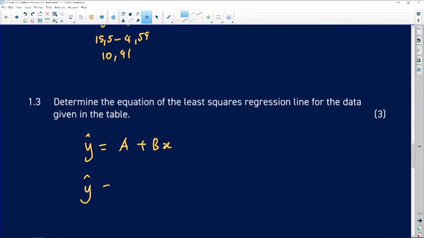So my equation of least squares regression line is going to be y is equal to 1.77 plus 0.22x. It's a straight line with a gradient of 0.22.